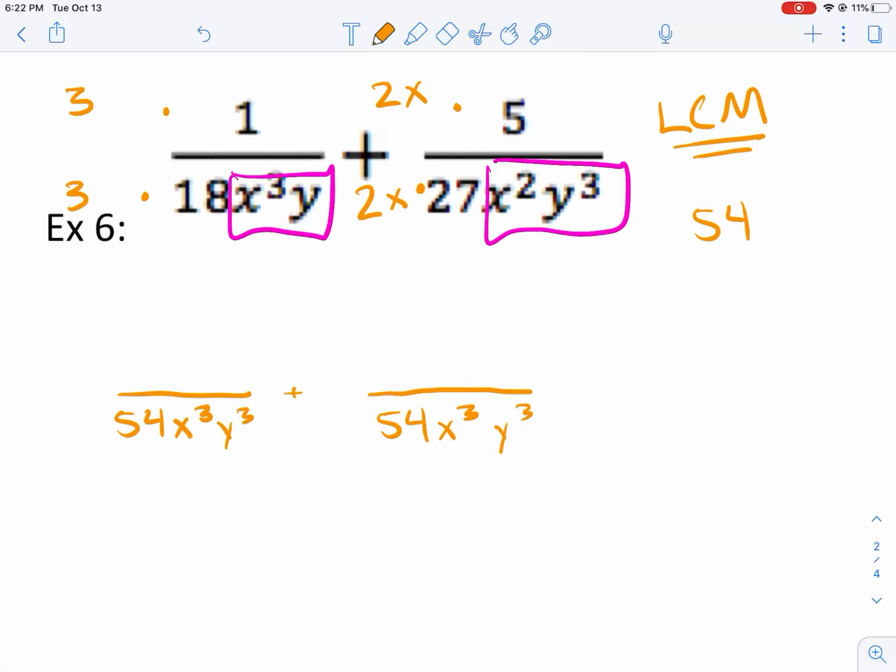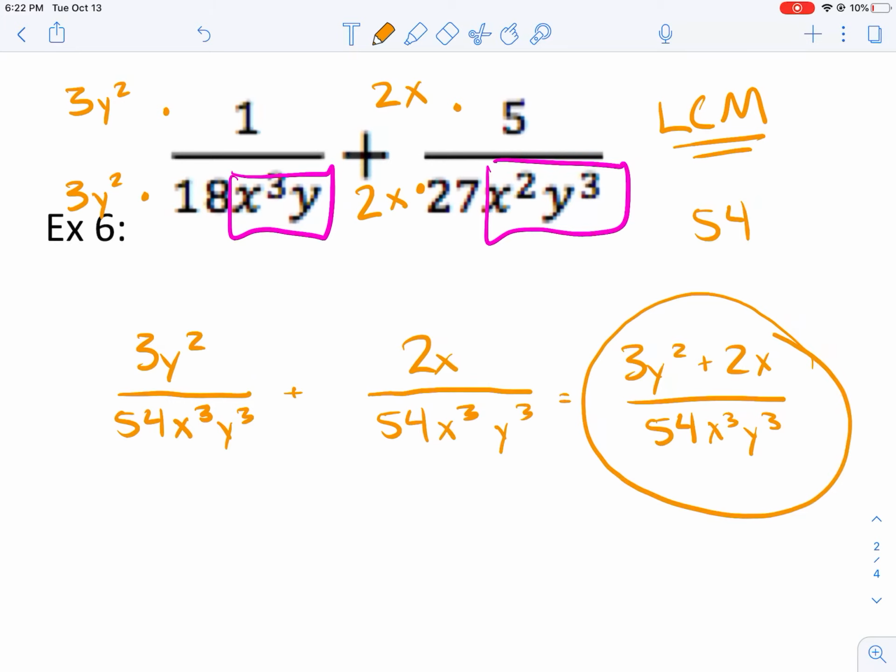You want to incorporate the largest exponent you see. On the left side, to get from a y to a y cubed, I'm going to have to multiply by y squared. And finally, I've got everything ready to go: 3y squared plus 2x. What's nice about those two things is we can't do anything with them. We just put those next to each other and write that common denominator underneath. Remember, the common denominator stays, and that's our answer.